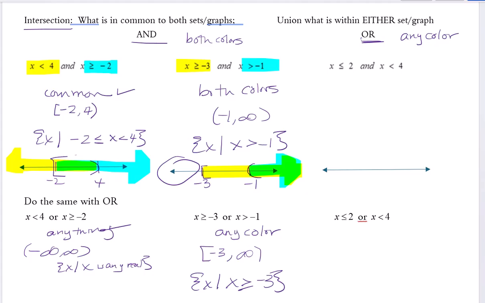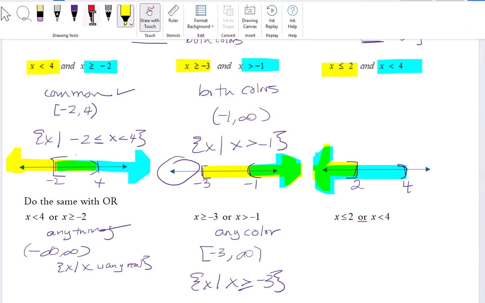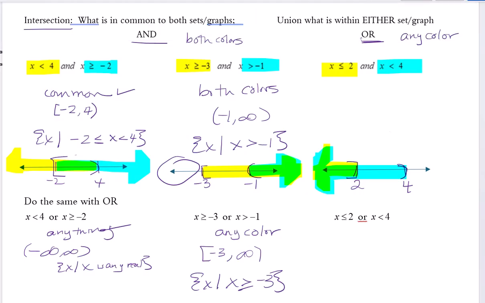So let's look at the last one. I'm going to pause the video and I'm going to graph it, see if you can do the same thing. Okay, so we've got this last one where the yellow has everything less than or equal to 2. So again, I've got my rounded bracket, and then I've shaded everything to the right, or excuse me, the left. Same thing with blue. We started with a rounded bracket. We've got everything to the left.